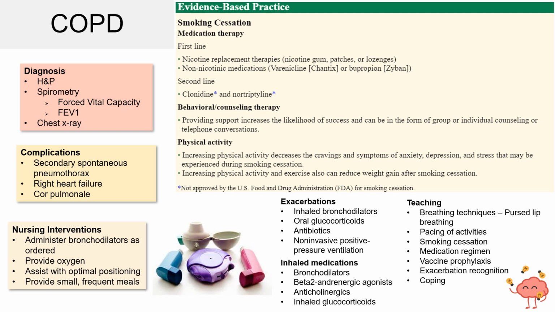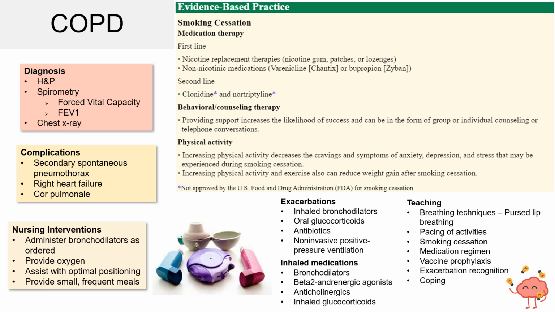Okay, nursing interventions, we're going to give medications. There's definitely going to be bronchodilators ordered. Provide oxygen. Remember to pay real close attention to how much you're providing. And provide small, frequent meals. If they're having an exacerbation and a hard time breathing, it can be really hard to eat and breathe and swallow. So sometimes patients will just opt not to eat, but we need adequate nutrition and calories so the body can heal itself. So we still want them to eat high calorie meals.